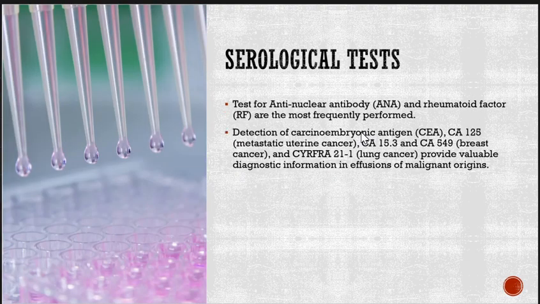We can also do serological tests. Tests for anti-nuclear antibody and rheumatoid factor are the most frequently performed. Also, detection ng malignancies. Okay. So, carcinoembryonic antigen for metastatic uterine cancer, for breast cancer, and for lung cancer. Yan. Okay, so, yun yung mga tests na pwede natin gawin sa pleural fluid.